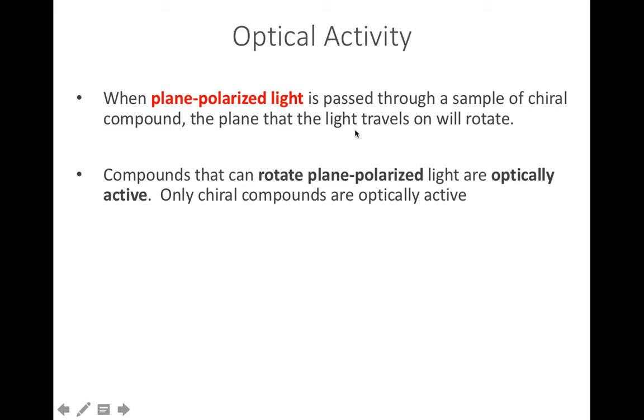So what's interesting is that when plane polarized light is passed through a sample of a chiral compound, the plane or the orientation of the electric field actually rotates. And so compounds that can rotate plane polarized light are called optically active, and only chiral compounds are optically active.